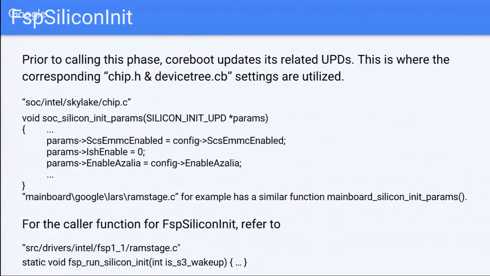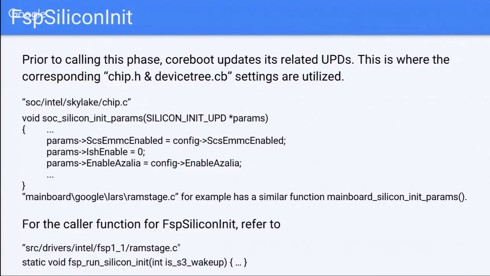So the next phase is FSP silicon init. It's primarily doing the rest of the SoC configuration except for the memory controller, and this is supposed to run in ramstage. The mechanism is actually the same. Prior to calling the interface, the code will update relevant UPDs, and then the corresponding configs in the devicetree.cb are utilized here. The file is chip.c under soc/skylake, and the function is soc_init_params. It's about doing the same thing. You update UPDs from whatever variable you want. Some are hardcoded and some are from your config in devicetree.cb.